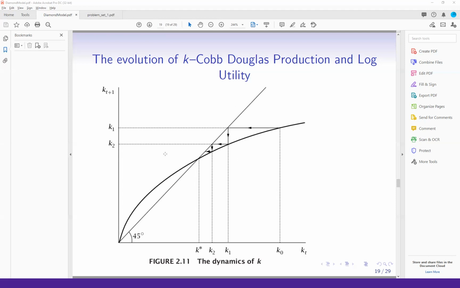Okay, so why are we doing this arrow thing? Well, it's just doing what we were just doing, right? We're starting at K0, we get a K1. Then using this reflection, here's our new K1, so that's going to be our K2, right? Using our reflection, here's K2, this is going to be our K3, and we're just going to keep going until we get to K star eventually.